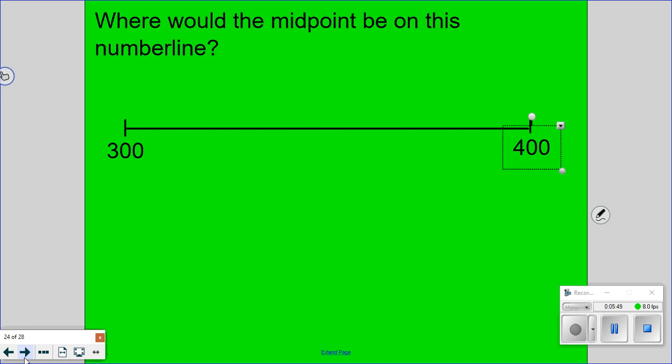Draw another number line. This time label it 300 to 400. What is the midway point for this one?